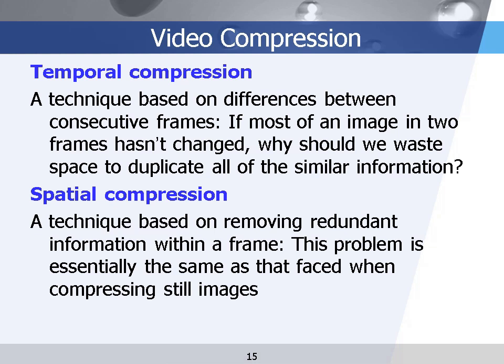Temporal compression is a technique based on differences between consecutive frames. If most of an image in two frames hasn't changed, why should we waste space to duplicate all the similar information? So we don't need to store the same information in the second frame. Spatial compression is a technique based on removing redundant information within a frame. This problem is essentially the same as that faced when compressing still images.